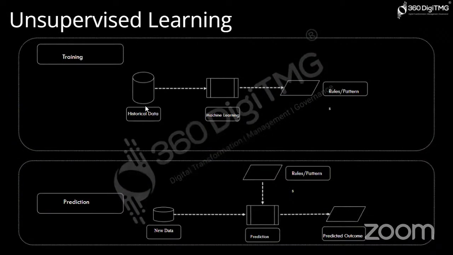This we have already seen, right? This is the flow chart, where we will be having the historical data. We feed this historical data to the machine learning model, and we are going to find the hidden patterns. Maybe these hidden patterns could be applied on new data, and we can get the prediction. We do not have a particular training. We are not training and testing the data. We are directly trying to find the rules and patterns in the data.